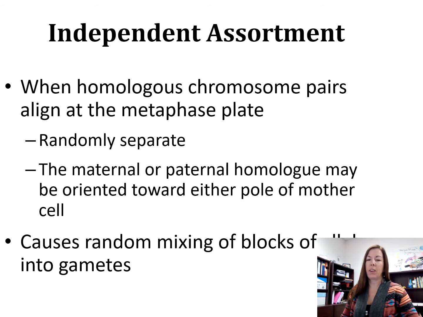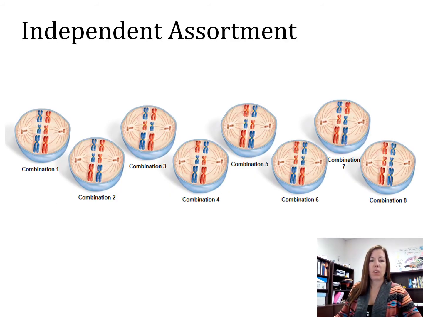So another way genetic variation is brought about is through independent assortment. When you see those homologs line up at the metaphase plate, they separate randomly. There's no predetermined way. The mom homolog doesn't have to go one way while the dad goes the other way. It's really random. And so that causes really mixed blocks of alleles that end up forming into gametes. So if you look, you could get any of these 8 combinations just because of the number of homologous pairs.